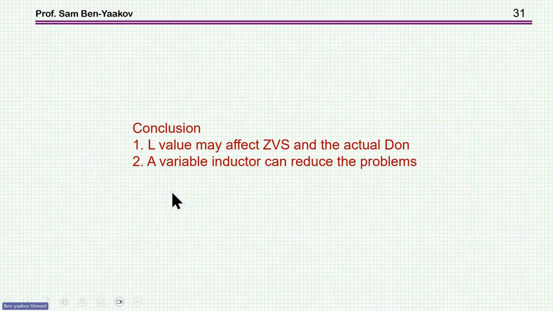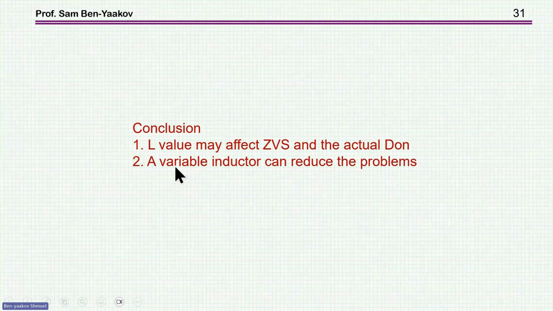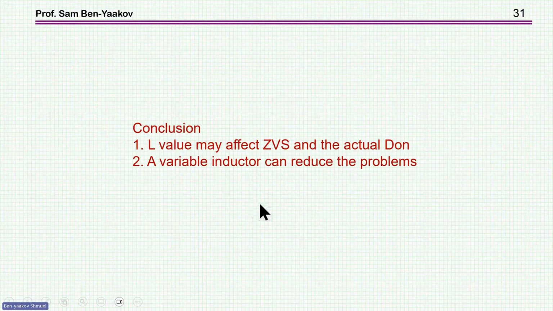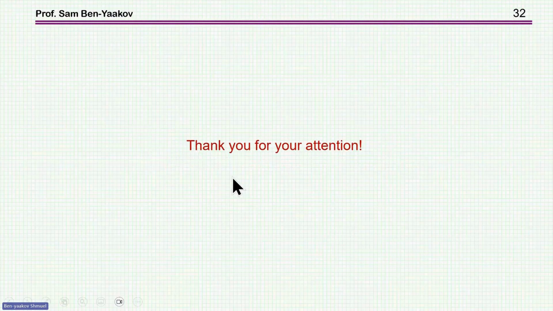So the conclusion here is, first of all, I hope that I've managed to show you that the value of this inductance is very important, and it affects the zero voltage switching and the actual duty cycle, and that the variable inductor can reduce the problem, can improve and make this envelope of operation larger. So this is the end of this presentation.